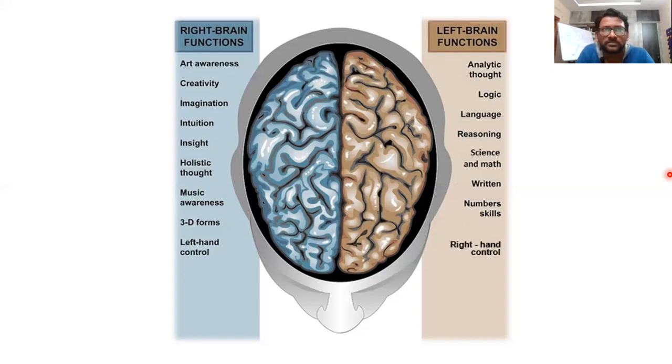So what methods do we usually use to locate parts of the brain and their functions? Because we don't cut open the brains of people who are alive, right? So that's a major drawback here.